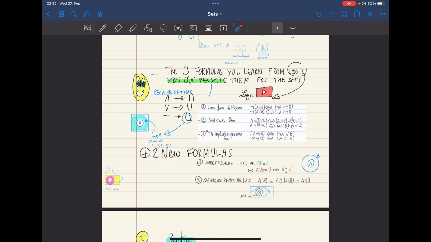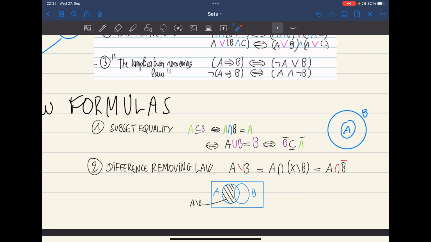There are two new formulas which can be useful sometimes, but we are not going to use them today. So A subset of B is the same as this. How can we kind of understand it? We look at this: A is a subset of B. And now we look at A and B. What is in A and in B is actually A. And what is in A or in B is B. This is for this part.